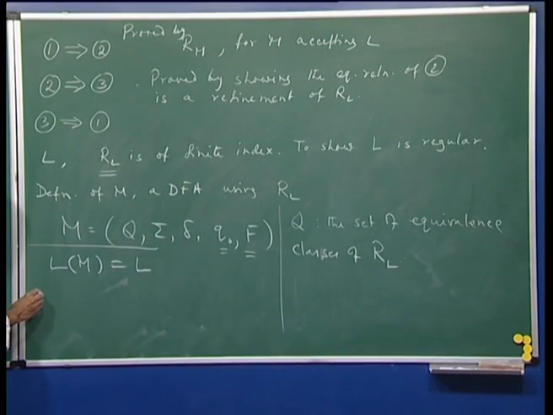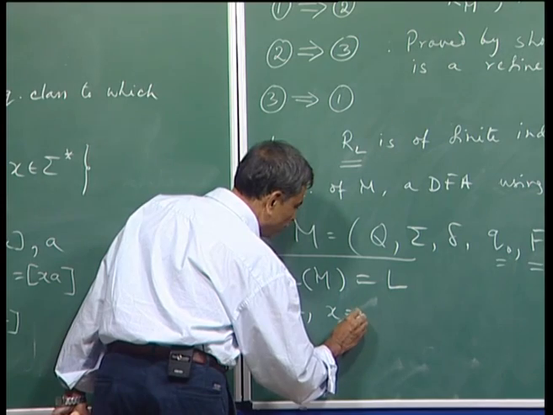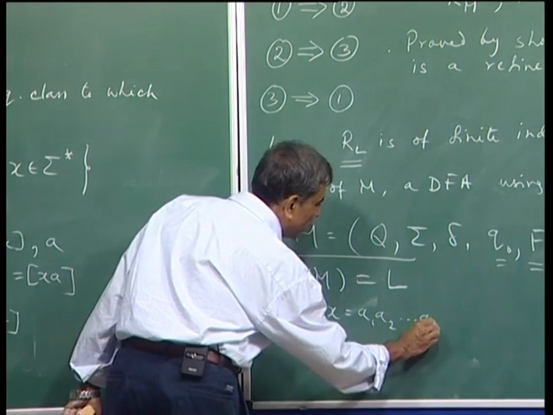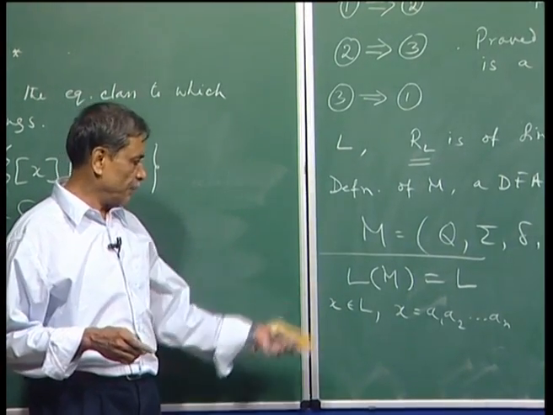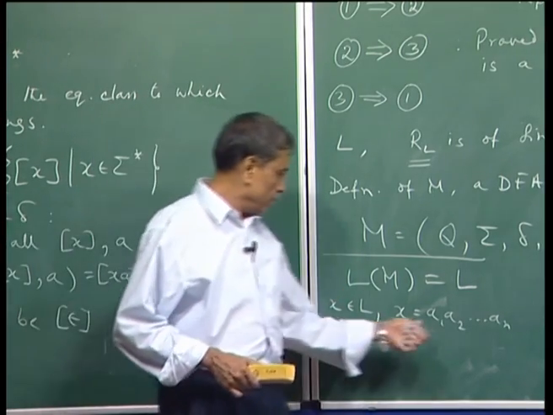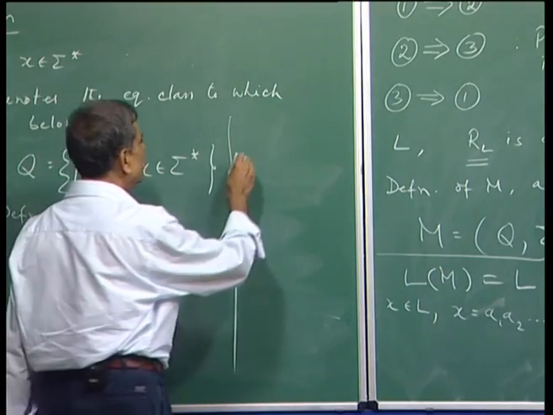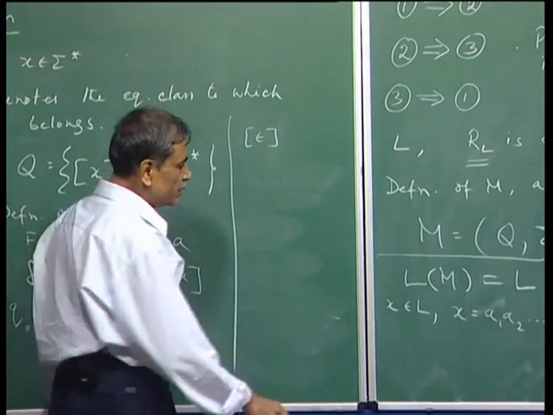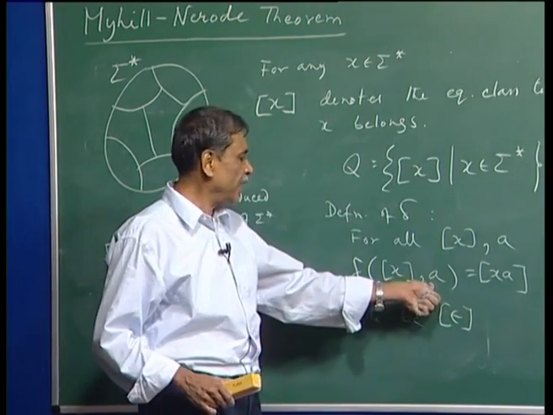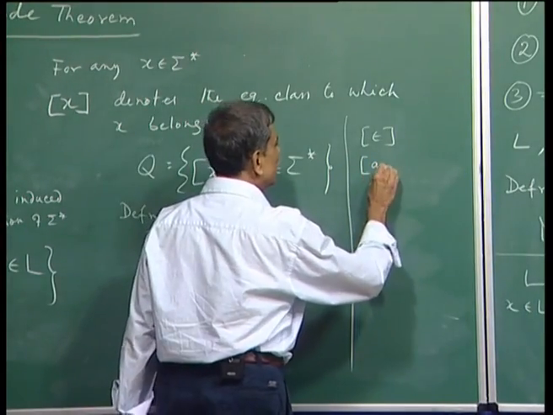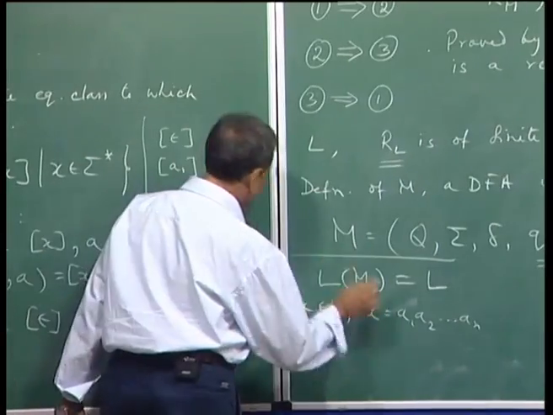Let us see how. Suppose x is in the language and the string x consists of the symbols a1, a2, up to an. The string is of length n. Now, how does the machine behave on this string? Initially, the machine is in the state epsilon. Then the symbol a1 comes. Now, look at the definition of delta. If it is in the state epsilon and a1 came, what is the next state? It will be the state to which the string a1 belongs. Then the machine M will be in this state.